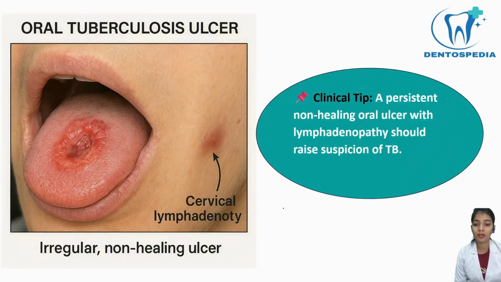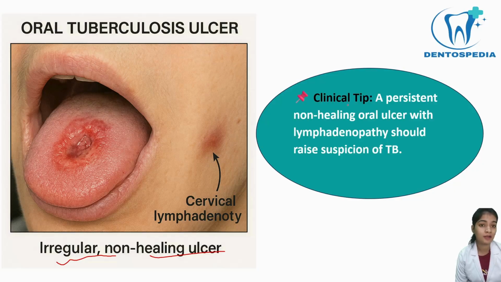You can see the oral tuberculosis ulcer mostly seen on the tongue, and you can also see cervical lymphadenopathy. Now this will be an irregular non-healing ulcer. With cervical lymphadenopathy, there will be an enlarged neck lymph node. Now there will be a painful ulcer.